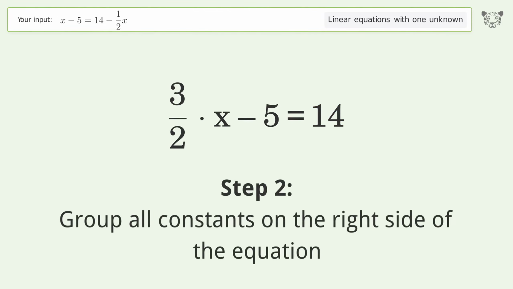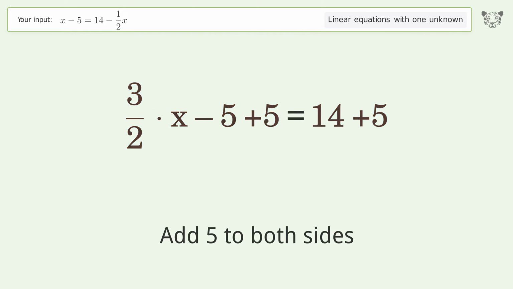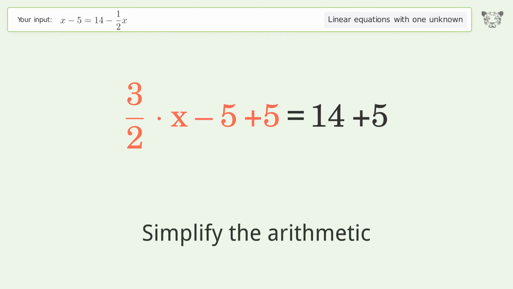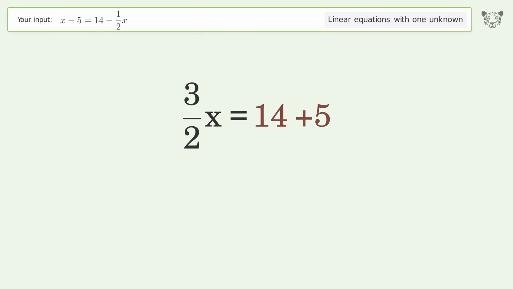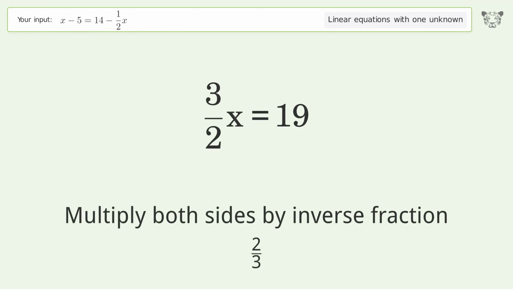Group all constants on the right side of the equation. Add 5 to both sides. Simplify the arithmetic. Isolate the x. Multiply both sides by inverse fraction 2/3.